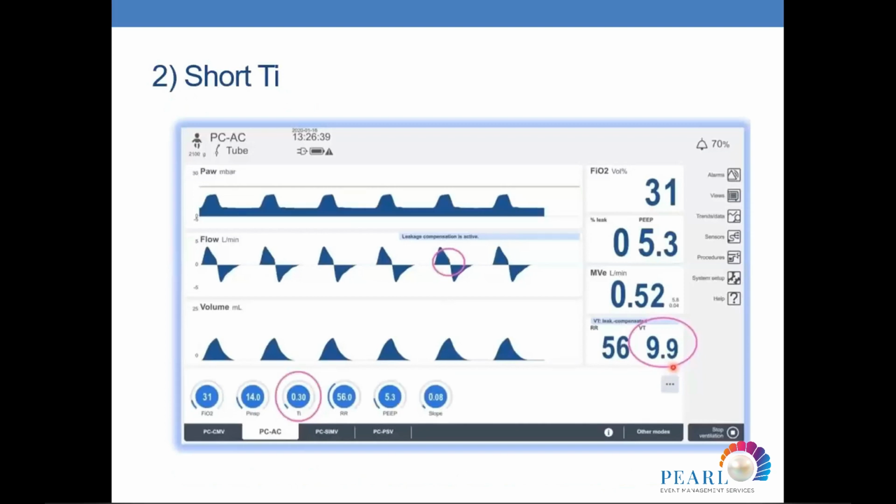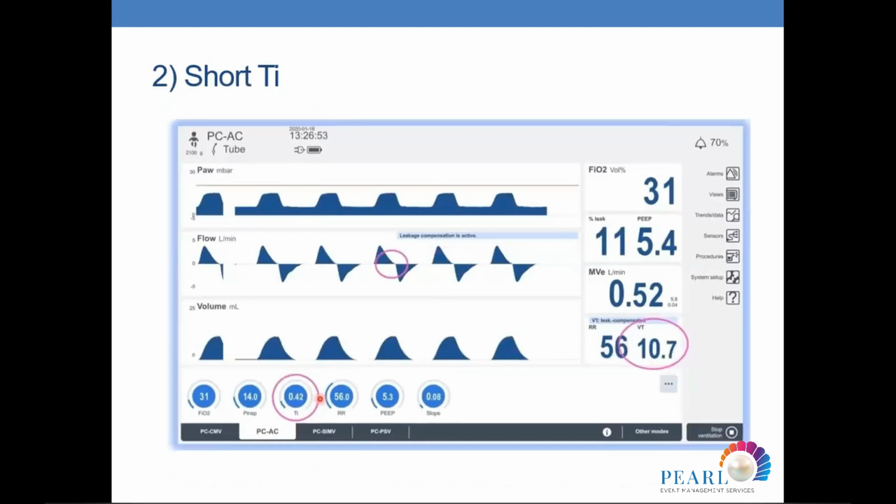So again, short I-time. Just to give you an example, if the I-time is kept at 0.3, see here, it's cutting, it's not reaching zero. The tidal volume here is 9.9. If I just adjust it and it reaches zero, see how much volume I gain.